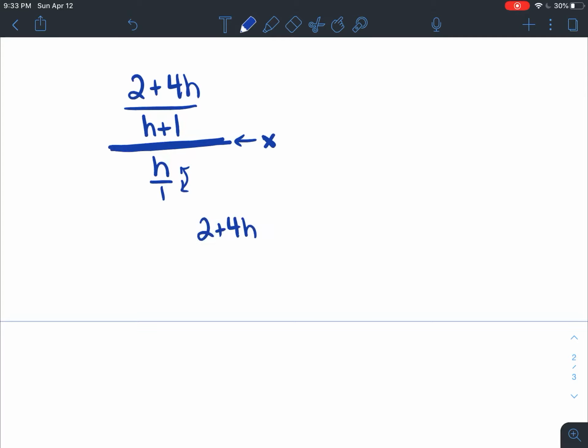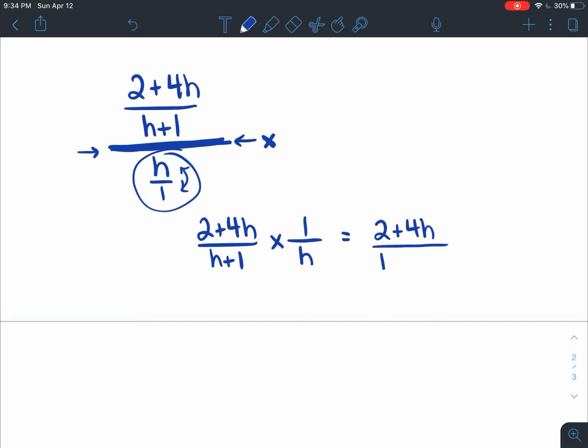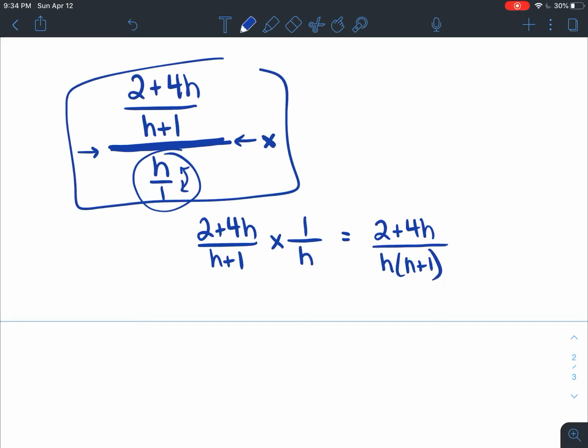So you can take 2 plus 4h over h plus 1, and you can change this division to a multiplication as long as you flip the second fraction to be 1 over h. And now you're able to just say 2 plus 4h over h times h plus 1, which looks a lot nicer than this whole thing right here. But you need to know how to do that. That can't trick you anymore. So make sure you know how to divide fractions by fractions.